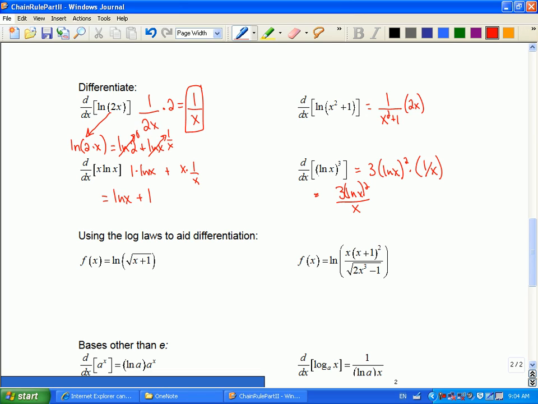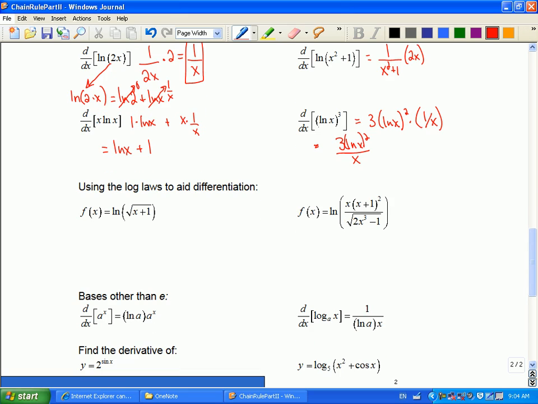Okay, so hopefully those are something similar to what you have. Hopefully you're getting the hang of the log laws as well. Hopefully log laws are something you're supposed to know, but the derivative of the log.